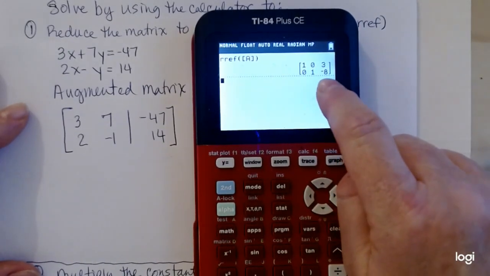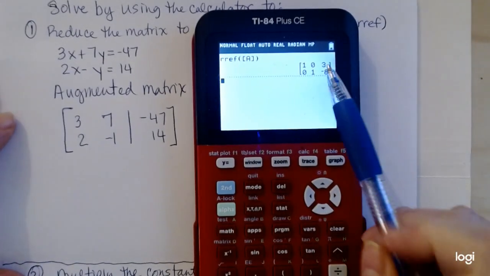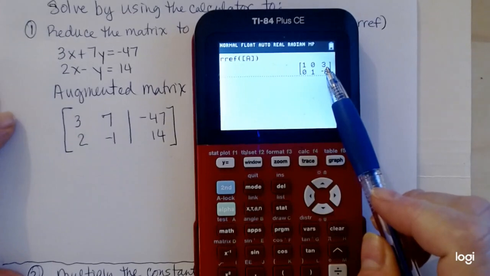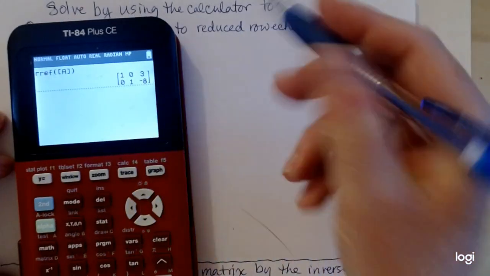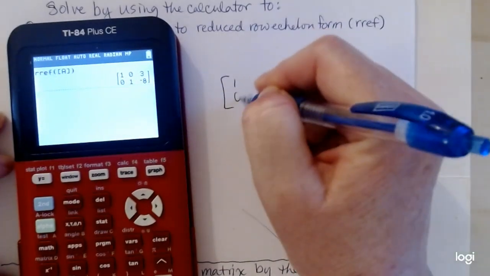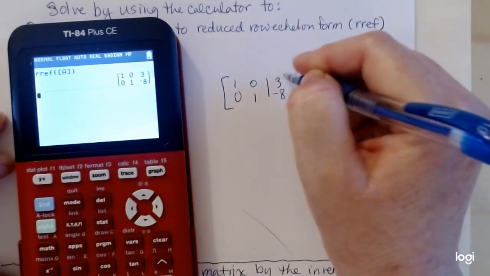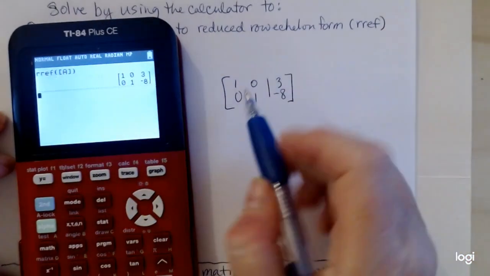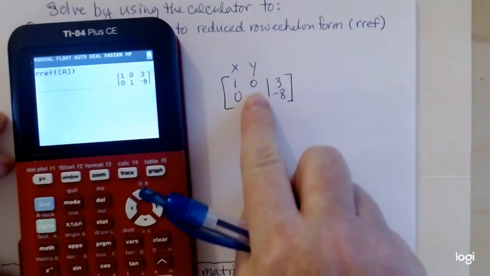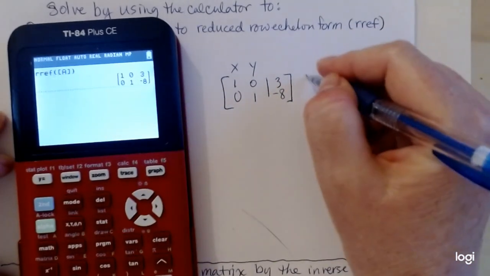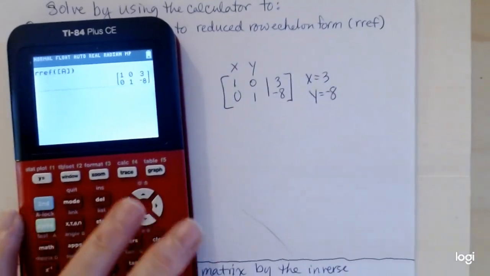And then over here I have my solutions, 3 and -8. So what this tells me is 1x is equal to 3 and 1y is equal to -8. So it looks like this. And this is the x column, this was the y column. I had them in the same order. And so this says x is 3 and y is -8, which is the same result we got solving it the other two ways.